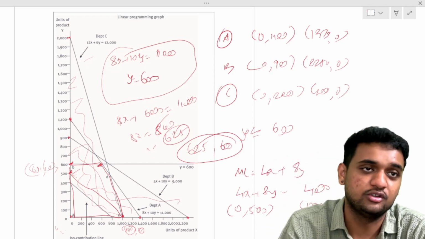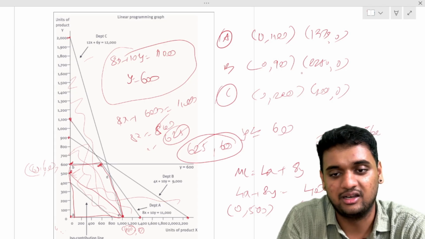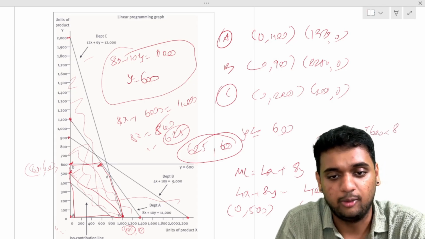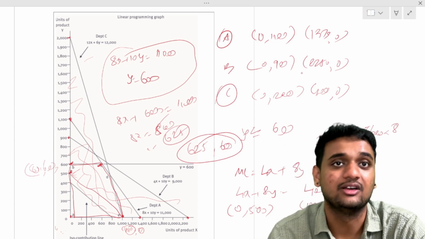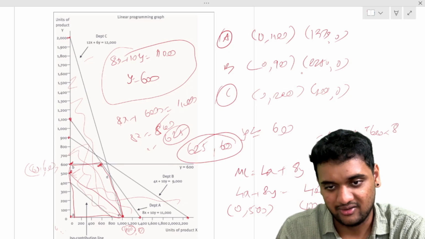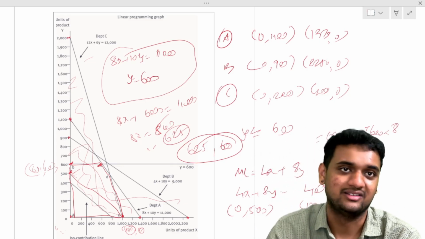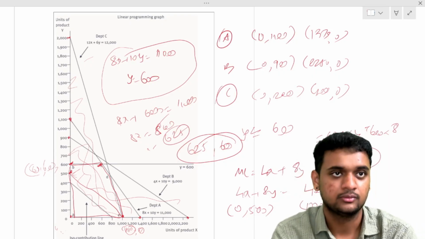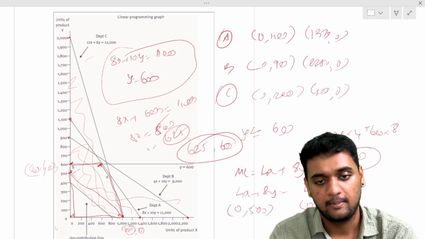How much maximum contribution will you get? It is 625 into 4 rupees of X plus 600 into 8 rupees of Y. You will get 7,300. 7,300 will be the maximum contribution we will get from manufacturing X and Y units. Understood or not?